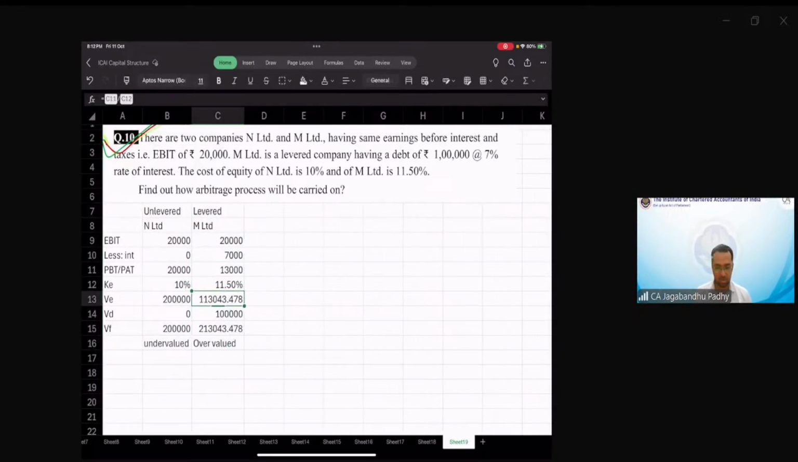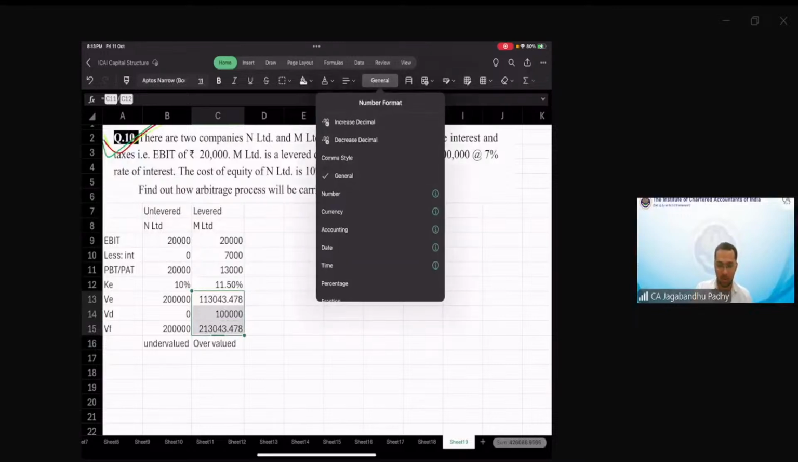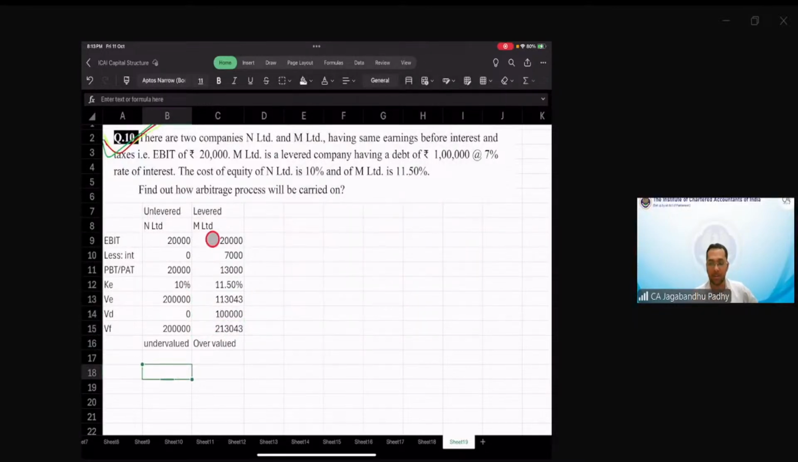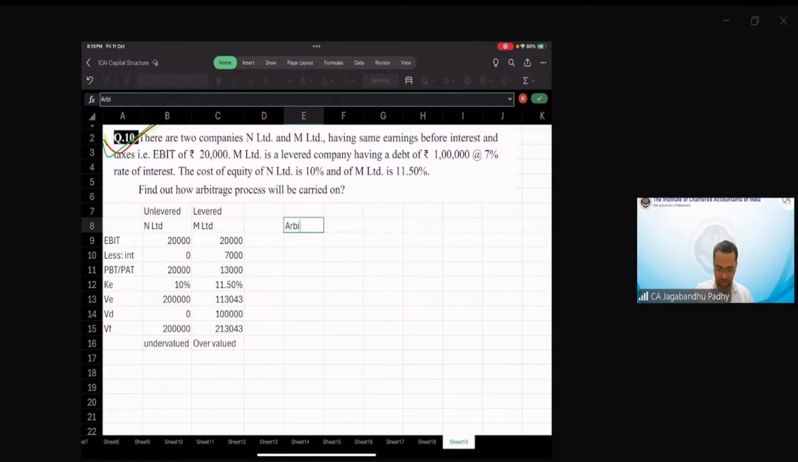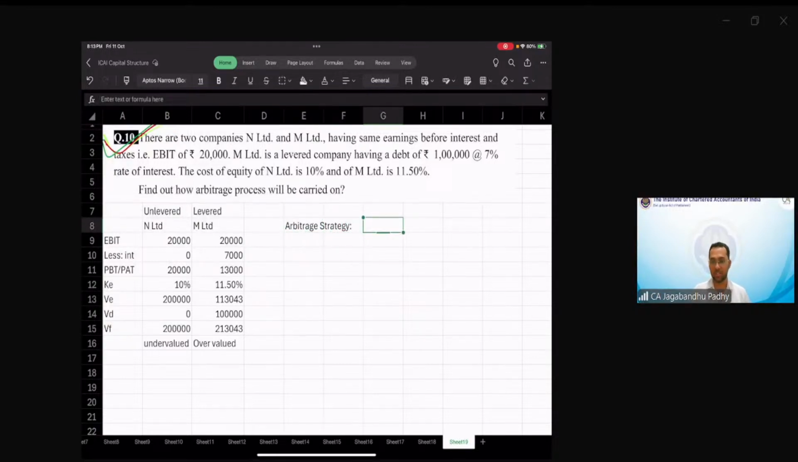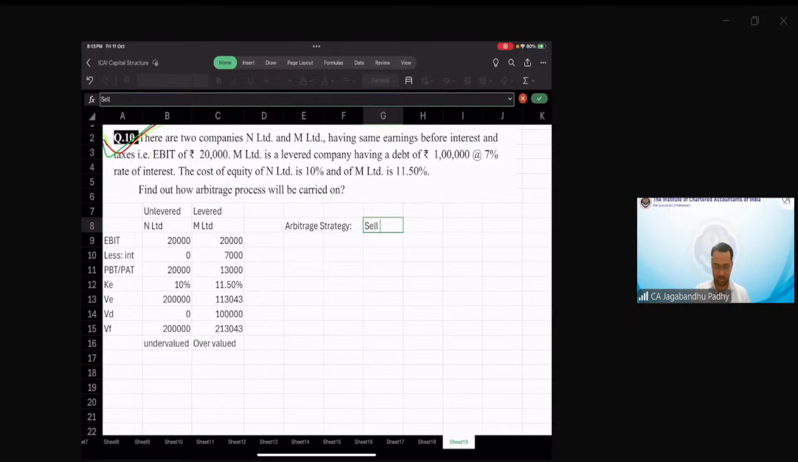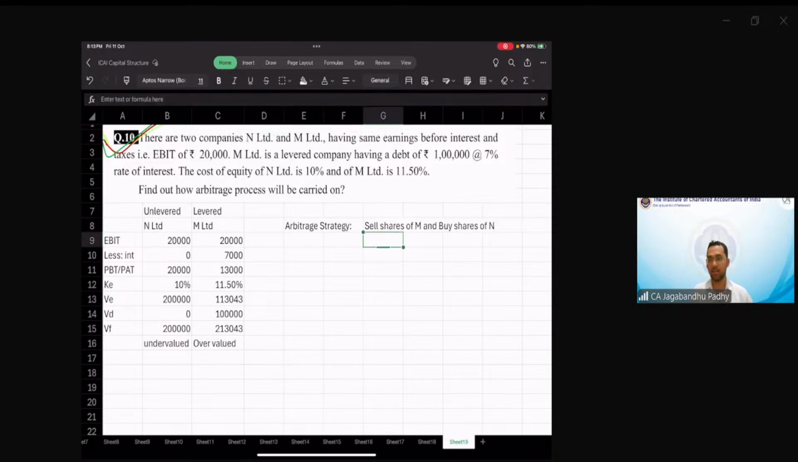So what would you like to do as an investor? Suppose you are an investor of M Limited, what would you like to do with the shares of M Limited? Can I say you are going to buy the shares of N by selling the shares of M? So what will be our arbitrage strategy? The arbitrage strategy will be: sell shares of M and buy shares of N.